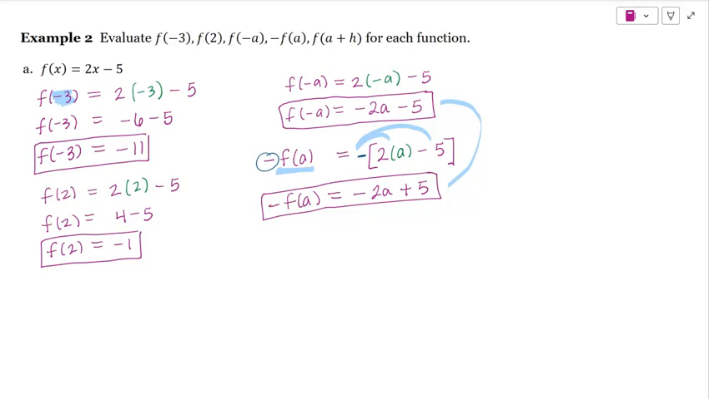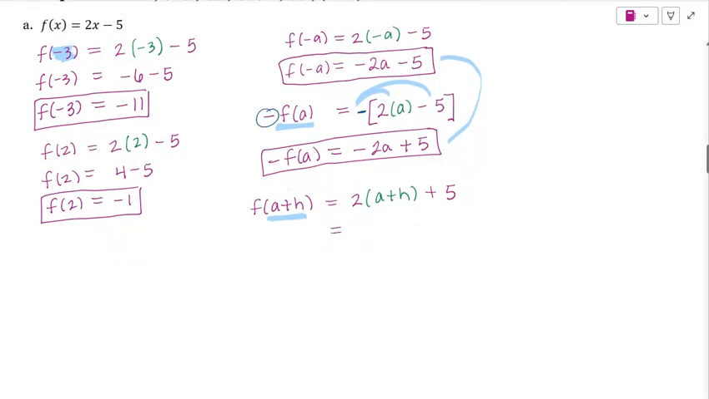And then for our last example, let's find f of a plus h. For this example, we're going to plug in this whole quantity, a plus h, in exchange for the variable. So I'm going to put a plus h instead of x, multiply it by 2, and then add 5. This will give me 2a plus 2h plus 5.